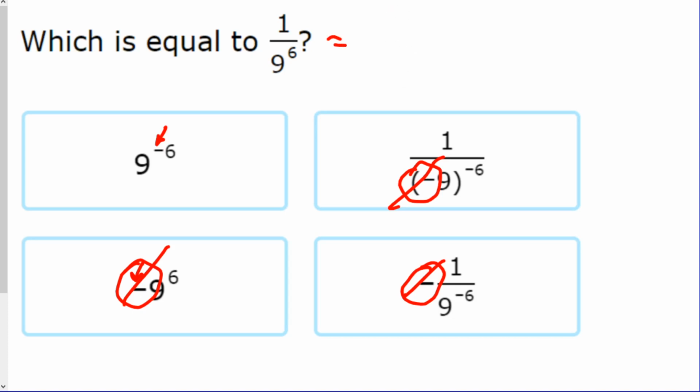So let's move this one around a little bit and see which one it looks like. We're going to move the 9 to the 6th to the top, and it's going to change the negative for the exponent, not for the 9. It's still 9. So instead of 1 over 9 times 9 times 9 and so on, now we have 9 to the negative 6, which is again the same thing, 1 over 9 times 9 times 9 and so on.